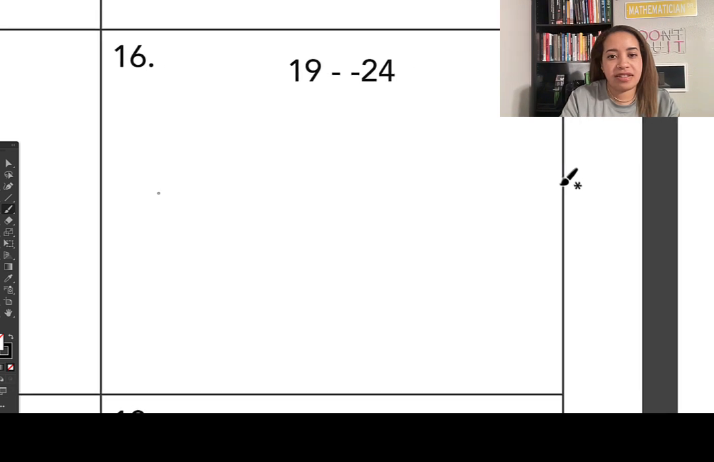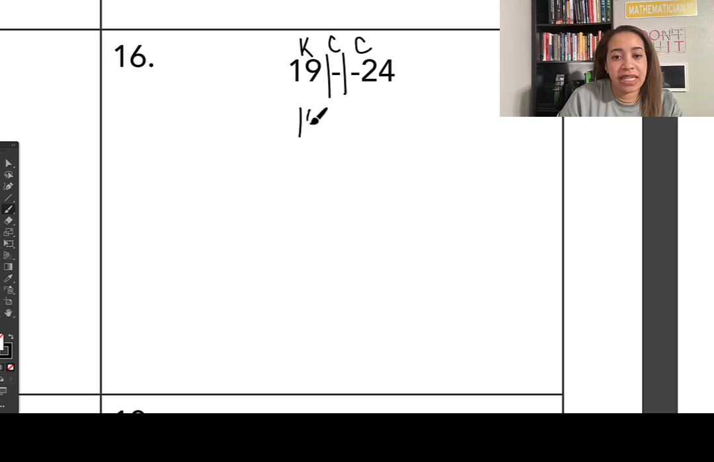Here is number 16. We start with keep, change, change every single time we see subtraction. So we keep the 19, change from a minus to a plus, and change from a negative 24 to a positive 24. So now we are adding integers and they both are positive. So this is another problem where we can just add, and 19 plus 24 gives us 43.